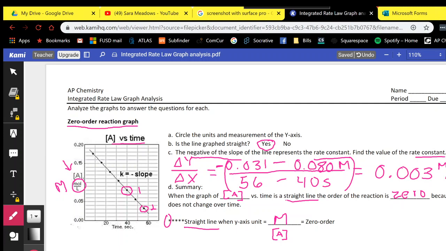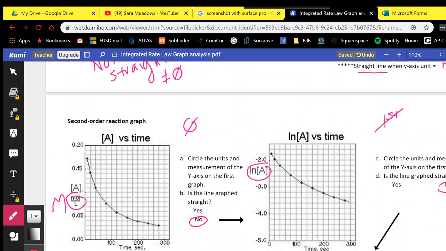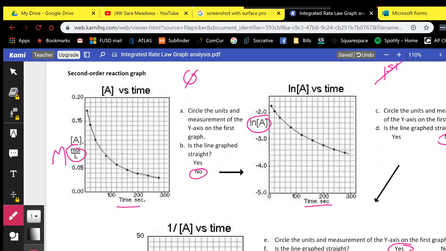You will see multiple choice questions or FRQs like this. There was one, I believe, last year, a free response question where it gave all 3 graphs, kind of similar to this page, and it asked you to determine the order of the reaction based off the graphs. And it was very straightforward. So just another tool based on that.